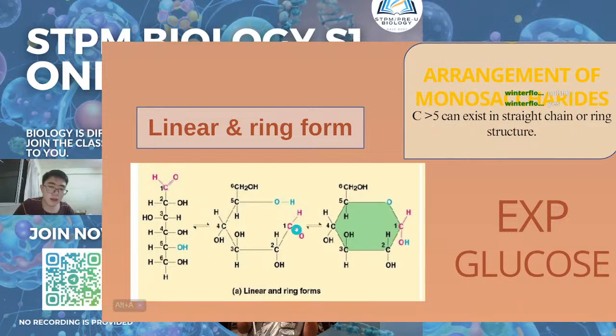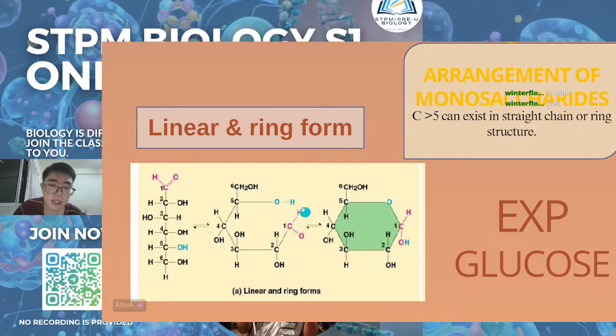So the carbon chain changes from here. C number 1 is bonded with C number 2, then C number 3, C number 4, C number 5, and then C number 5 is also bonded with C number 6. Okay. Now, how does C number 1 bond to C number 5?